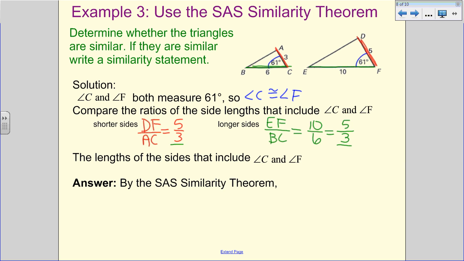So since the lengths of the sides that include angle C and angle F are proportional, that's the word we're using when we have equal ratios, are proportional, then we know that the two triangles are similar. So we can use our side angle side similarity theorem to say that triangle ABC is similar to triangle DEF. We need to match things up. A went to D, B went to E, and we can see that C was congruent to F.